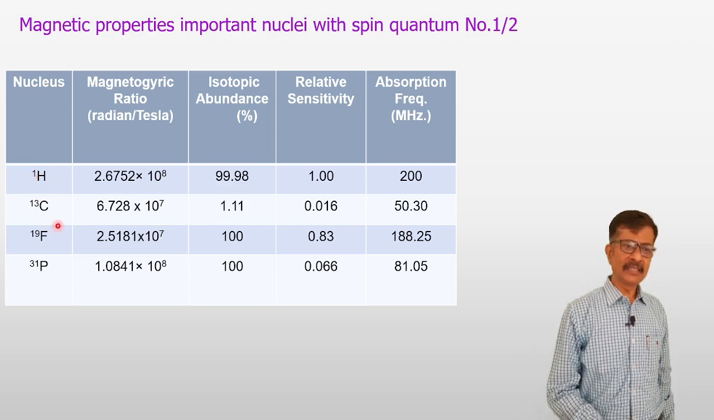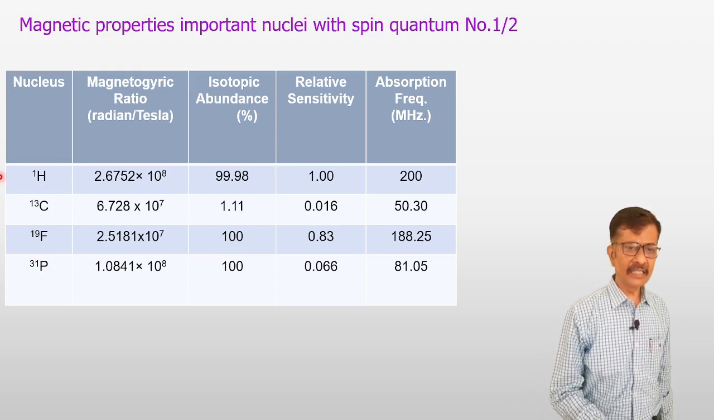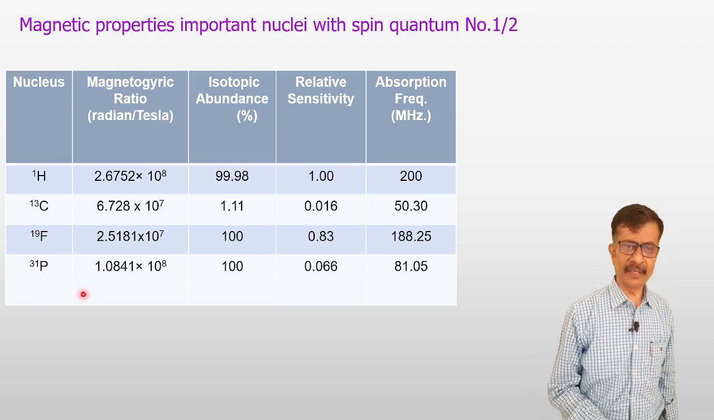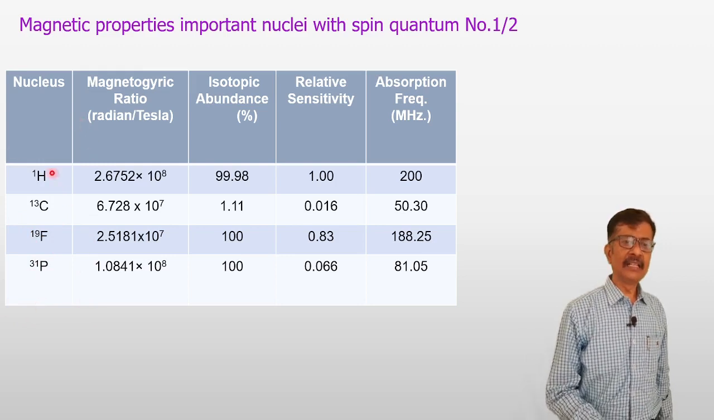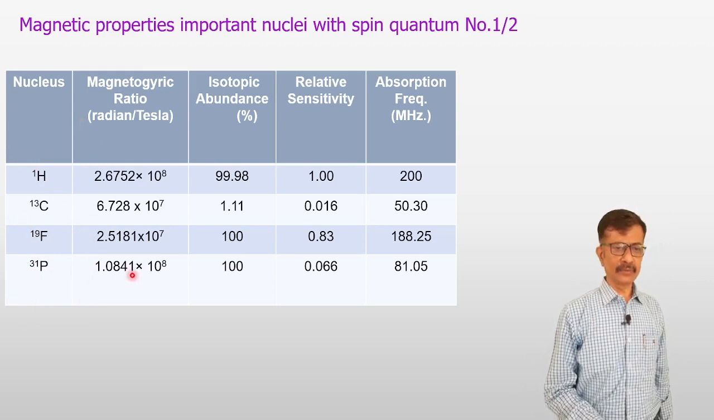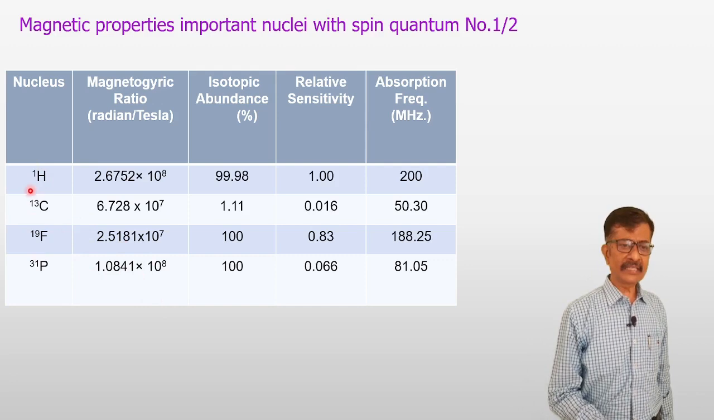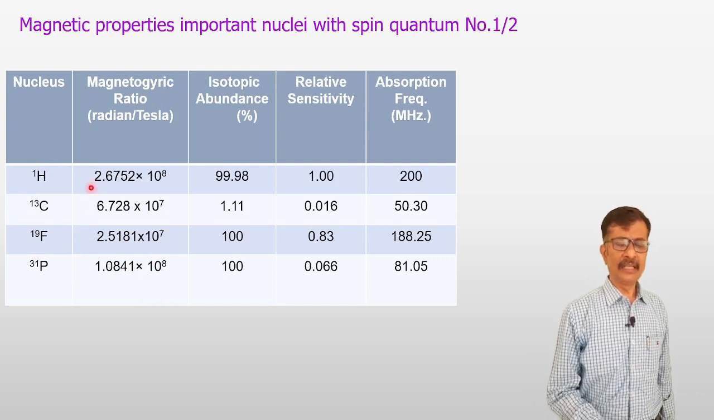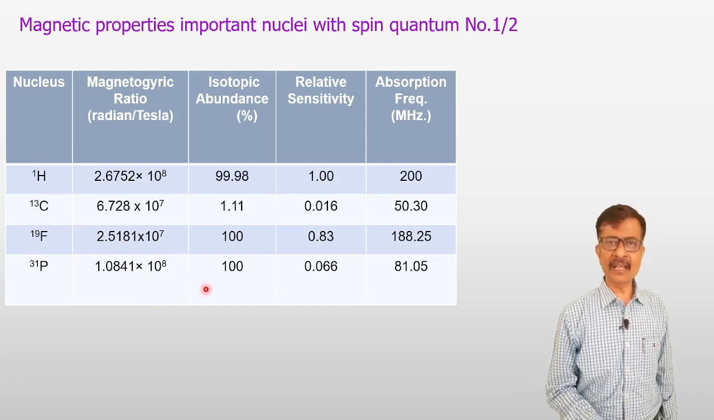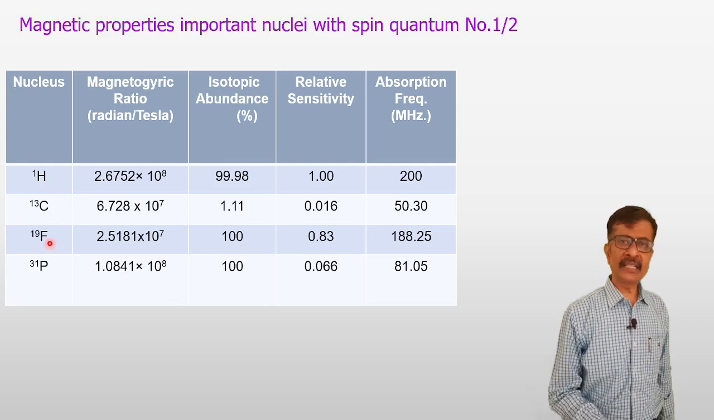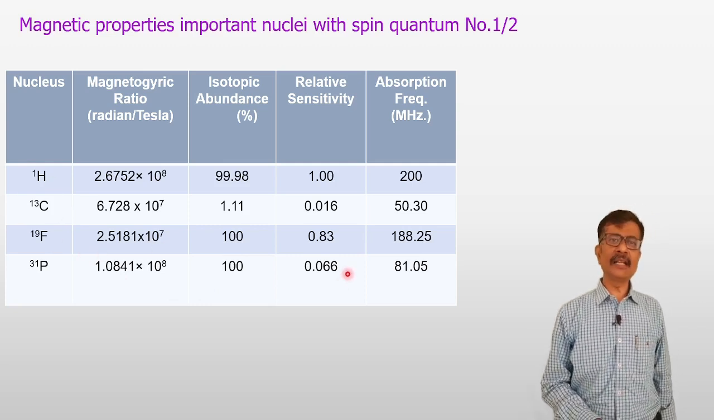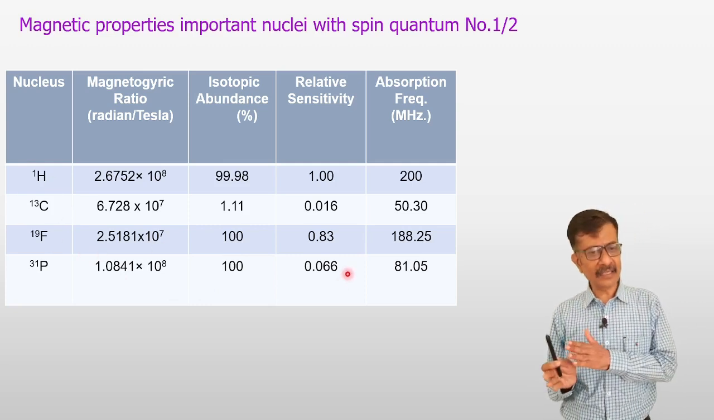Hydrogen 1, carbon 13, fluorine 19 and phosphorus 31. These are with half spin quantum numbers and these are NMR active. If we study the proton, it is known as proton NMR studies. If C13 carbon is involved, it is C13 NMR, likewise.